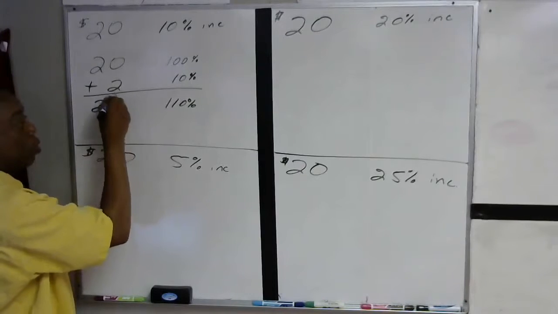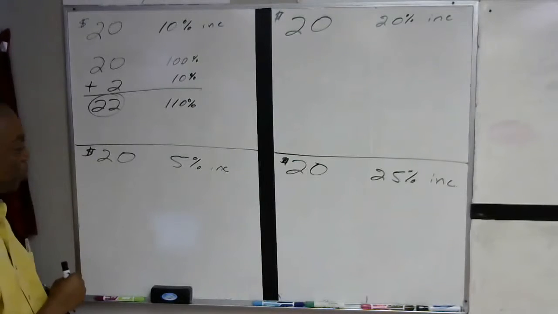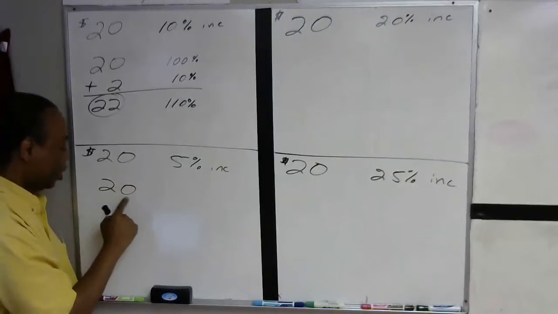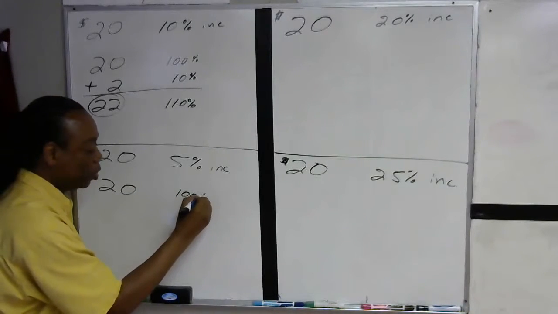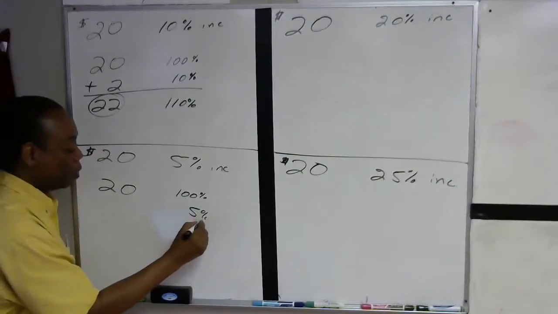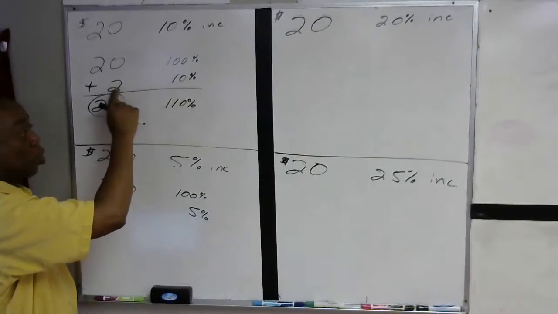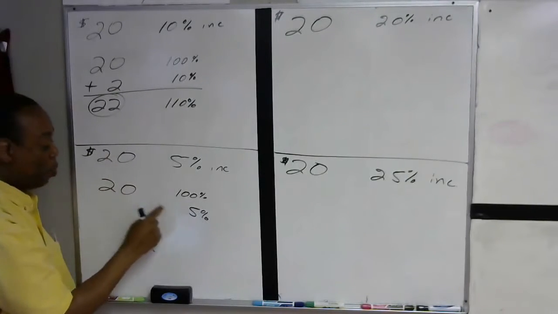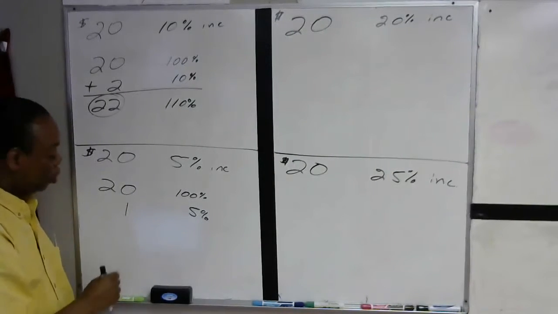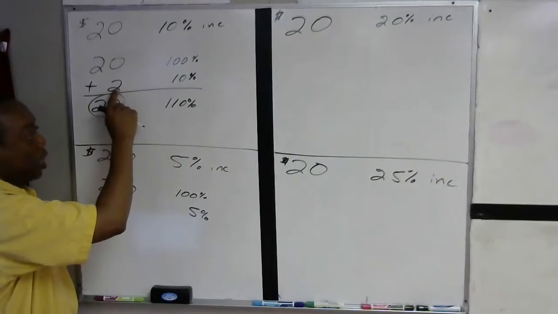Okay, so that's it. Now let's do a 5% increase. Well, in order to do a 5% increase, you start off saying that 20 is 100%, or should I say 20 represents the original. To find the 5% of 20, you go back to 10%. Okay, 10% is 2. That means 5% will be half of 2. Half of 2 would be 1. So that is my 5%. And I found it by going back to my 10% and getting half of that.